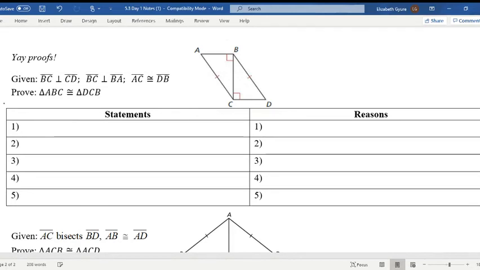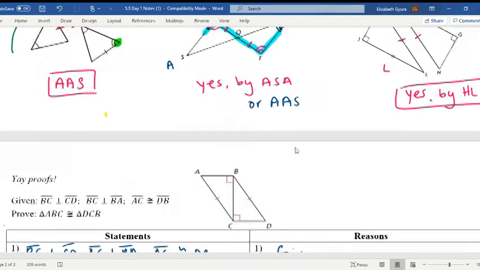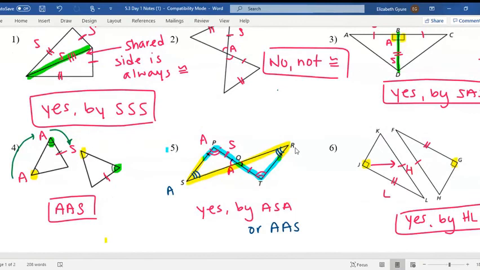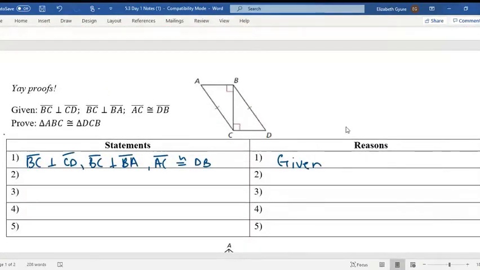Who can remind me, what does this weird upside down T symbol mean? Perpendicular, very good. So we are given that segment BC is perpendicular to segment CD. Segment BC is also perpendicular to segment BA. And segment AC is congruent to segment DB. That is given to us, and it's also nicely labeled for us on our pictures. So let's evaluate what we have. We want to prove these 2 triangles are congruent. It's actually the exact same process as before, we're just writing it down a little bit more formally.